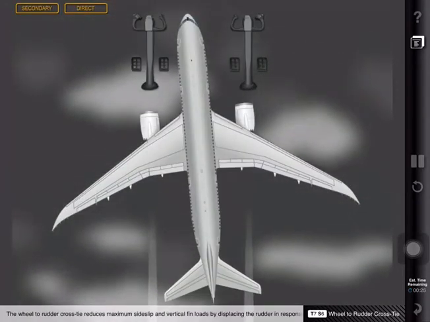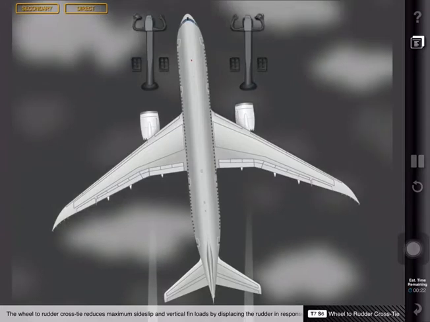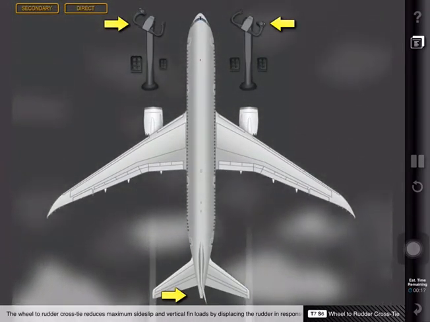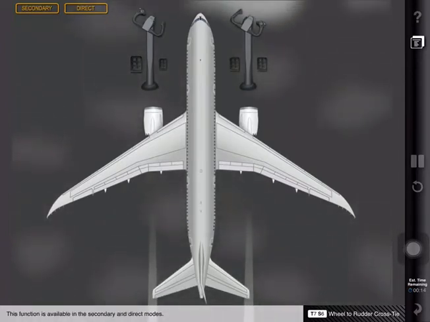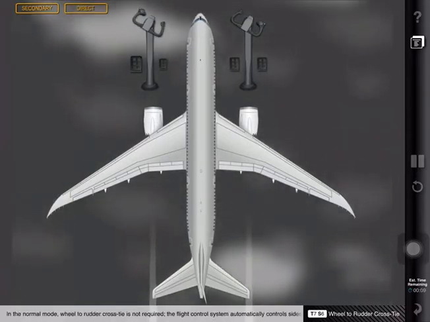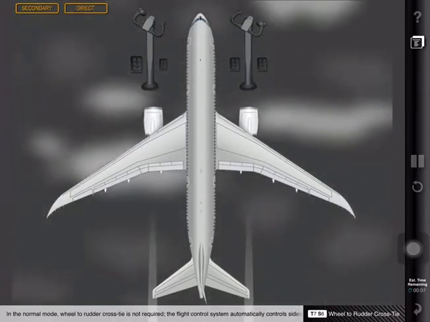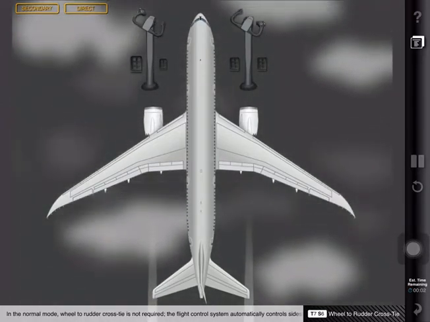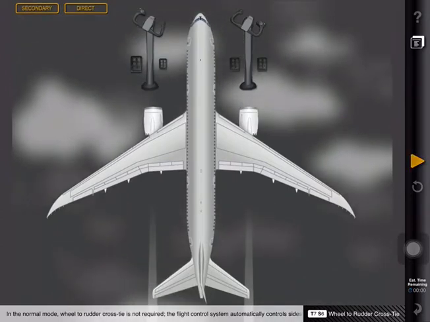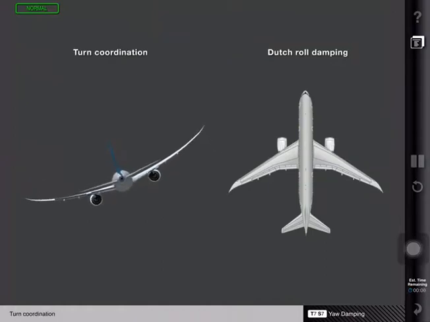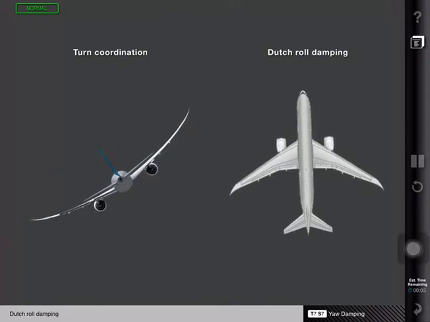The wheel-to-rudder cross-tie reduces maximum side slip and vertical fin loads by displacing the rudder in response to control wheel input. This function is available in the secondary and direct modes. In the normal mode, wheel-to-rudder cross-tie is not required. The flight control system automatically controls side slip and fin loads. In the normal mode, the roll and yaw control laws provide turn coordination and Dutch roll damping.